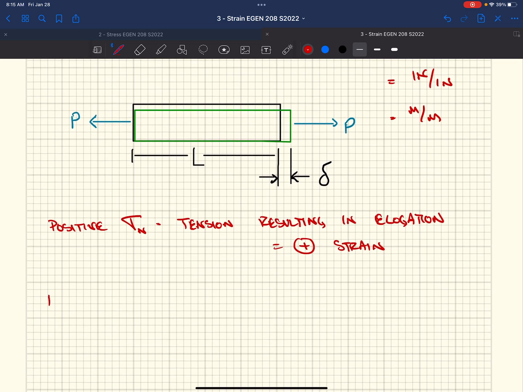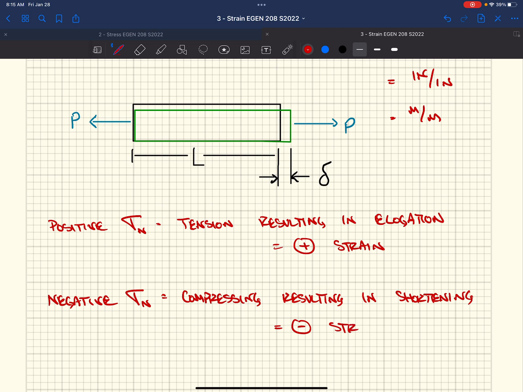Inversely, as you can imagine, we have a negative normal stress. We have compression, resulting in shortening, and our strain then becomes negative. So if I gave you a strain of 0.002, and it was positive, you would know that the material we were looking at got longer. If it was negative, you know that it was shortened, it got smaller. And you would know that the stress within that element is in tension because we get that elongation. If it was negative, we would know that it would be in compression.